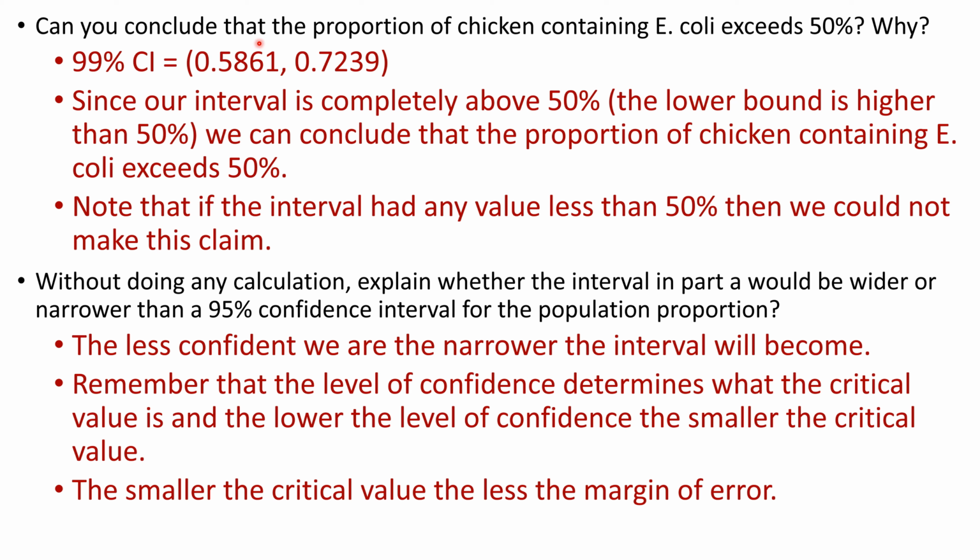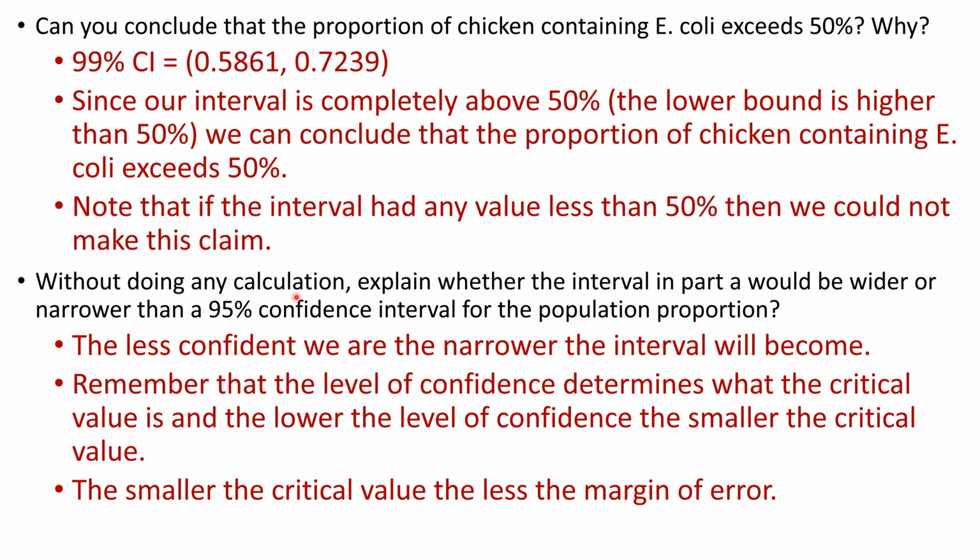Can we conclude that the proportion of chicken containing E. coli exceeds 50%? Since our confidence interval is completely above 50%, the lower bound is higher than 50%. We can conclude that the proportion of the chicken containing E. coli exceeded 50%. Note that if the interval had any value less than 50%, then we could not make this claim.